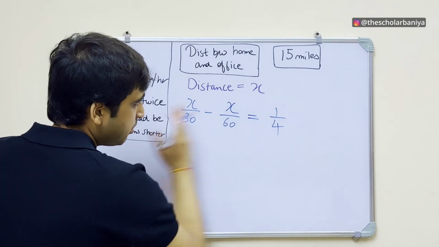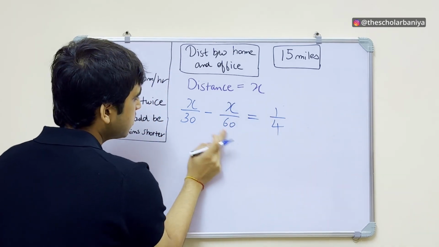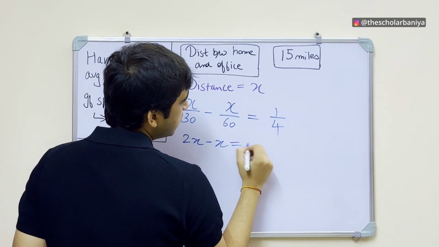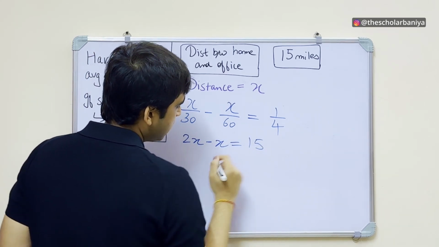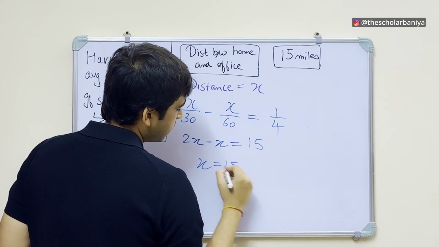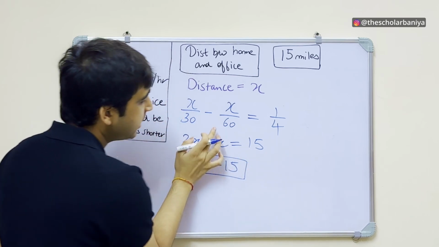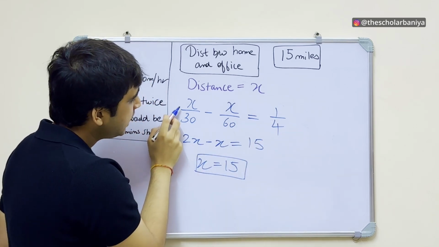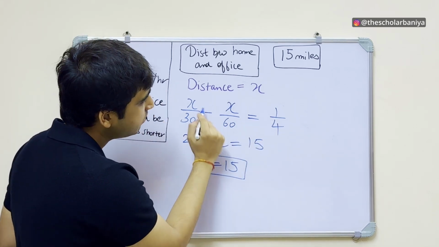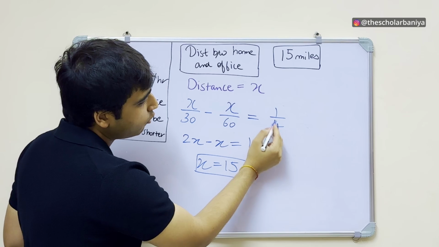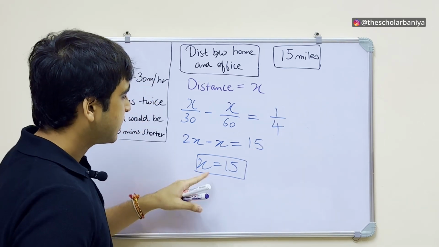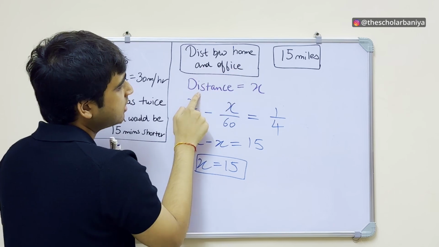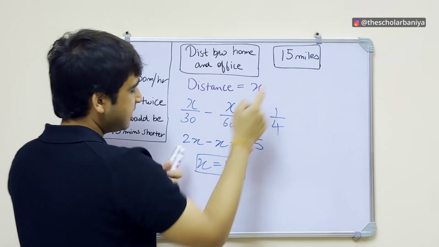So let's multiply everything by 60, right? So this becomes 2x minus x is equal to how much? 15. So x is equal to 15. What we did over here is that we multiplied 60 to the entire thing. So 60 by 30 is 2, so 2x minus x, 60 cancels with 1 upon 4, 15, right? So x equals 15. So this comes out to be 15 because the distance was x, which is 15, and this is also 15.